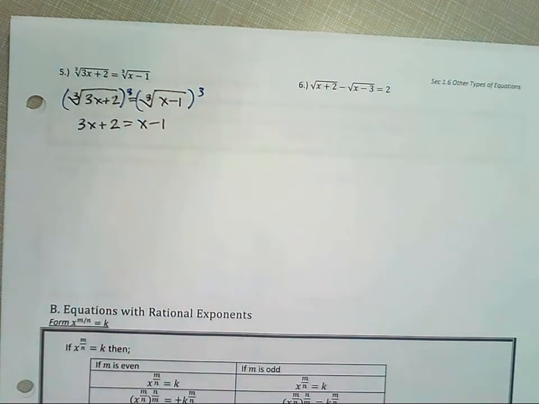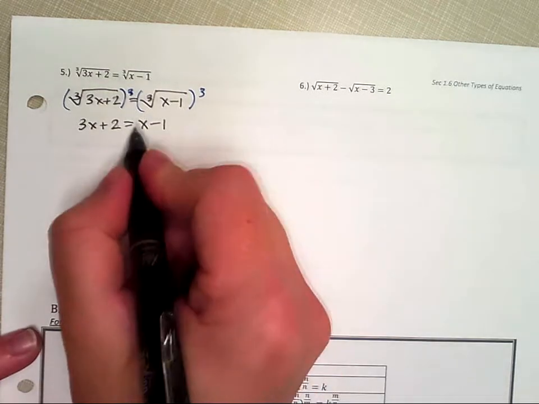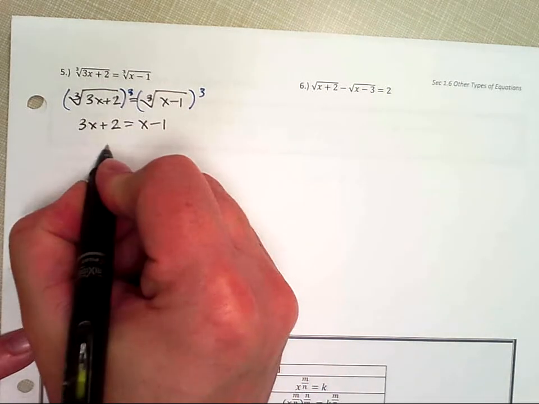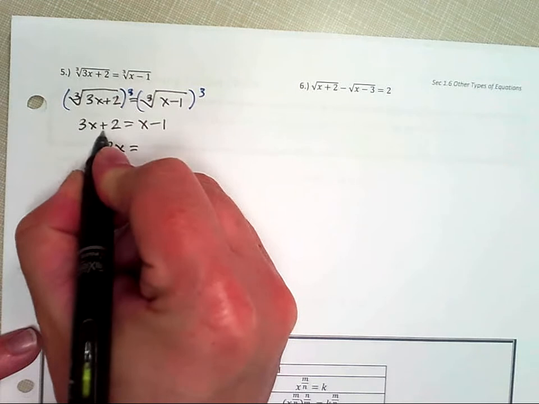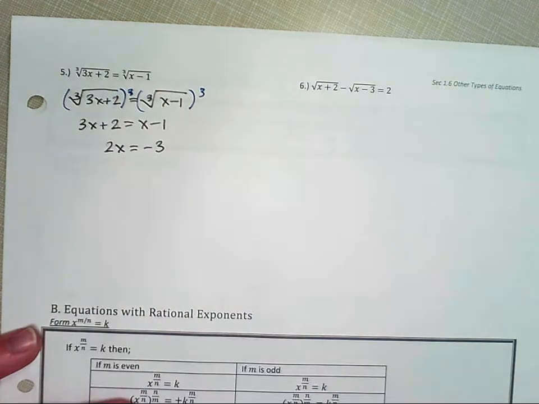Okay, so what type of equation do I have? Linear, right? I have x to the first power. So I'm just solving for x, right? I get everything with an x on one side and everything without an x on the other side. So I'm going to subtract x from both sides, and I have 2. Then I'm going to subtract 2 from both sides, and I get negative 3. So 2x equals negative 3.